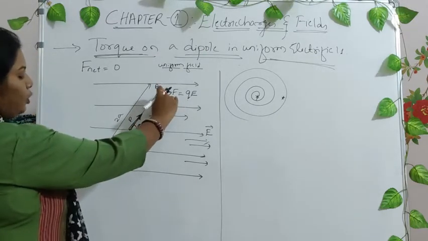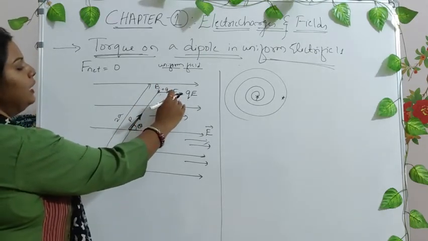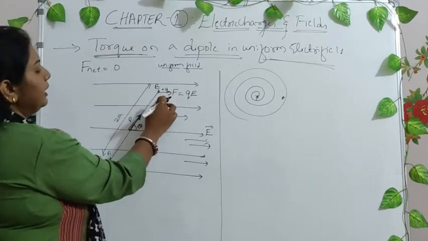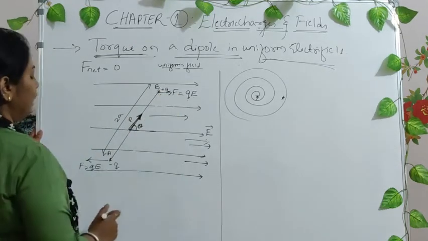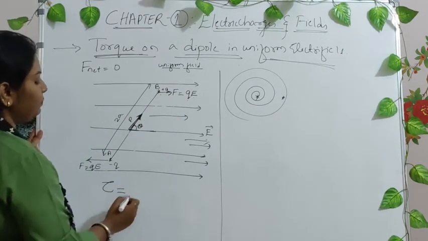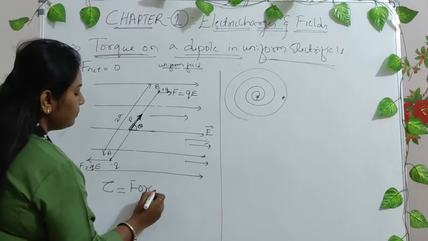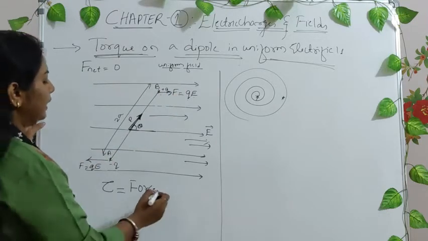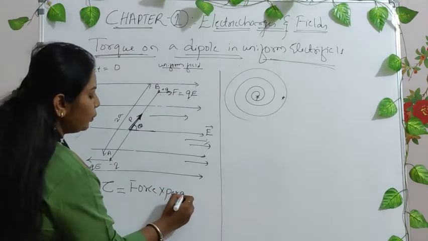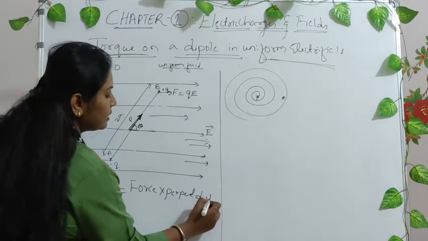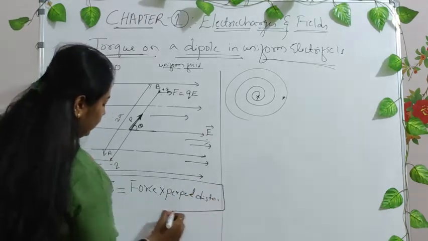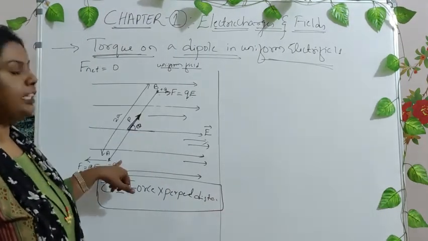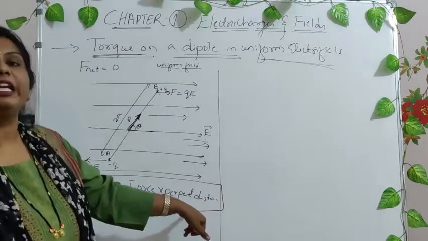Now, whenever the net force cancels, this couple of forces creates a rotational effect, which is called torque, right? The torque is created in this particular electric dipole. Now how do you define torque? The torque is the force, either this force or this force, into the perpendicular distance between the charges. This is how the torque is expressed, right? The torque generated on this electric dipole can be given as force into perpendicular distance.